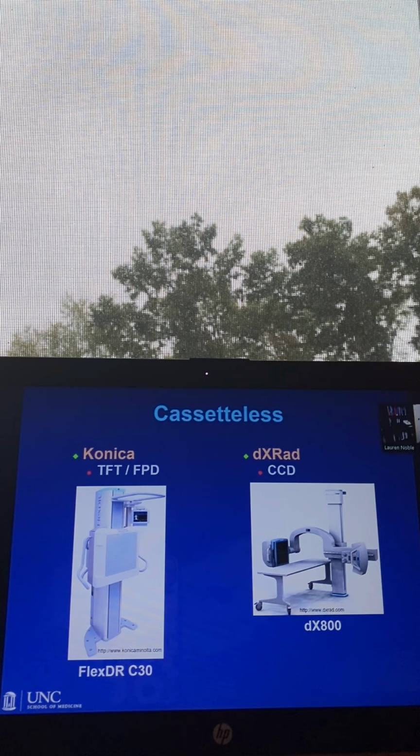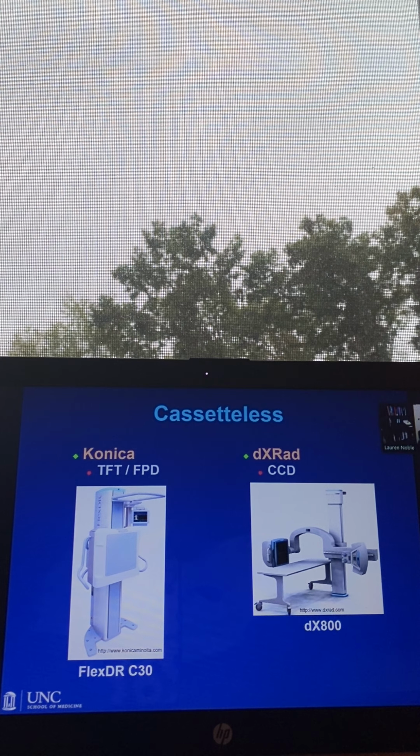So when we first converted to digital imaging, what type of detector do you think was first on the market? Cassette-based or cassetteless? Cassette-based. I'm sorry, what? Somebody said something, but I couldn't hear it. The cassette-based. The cassette-based was actually first on the market.